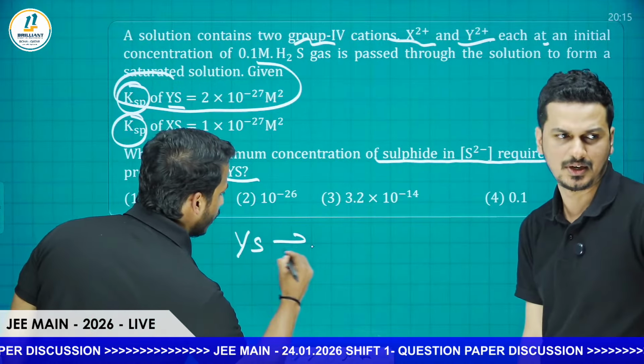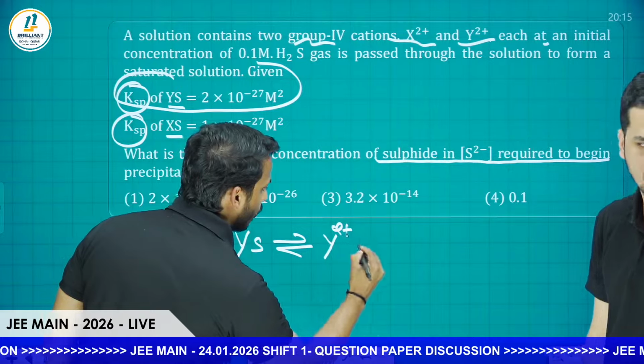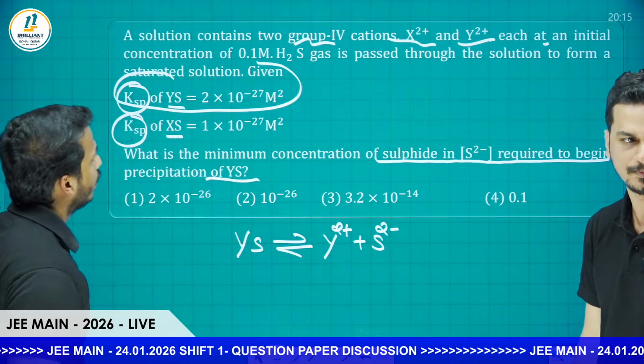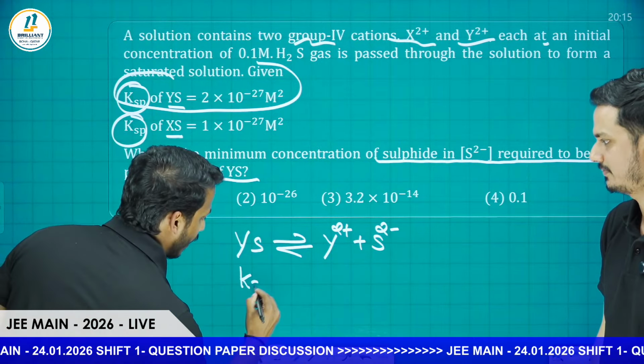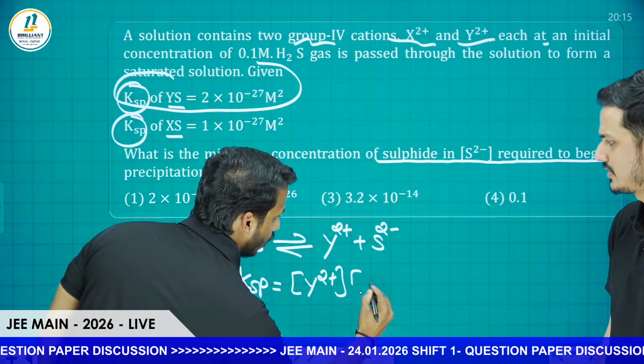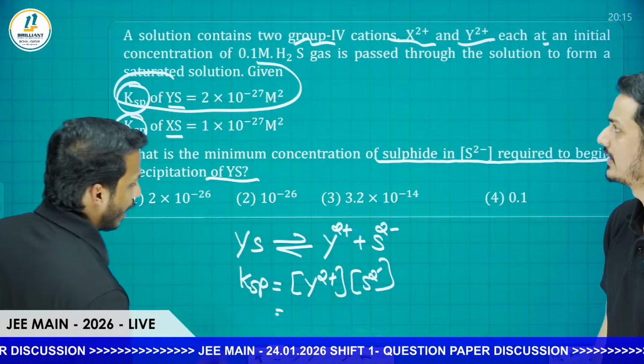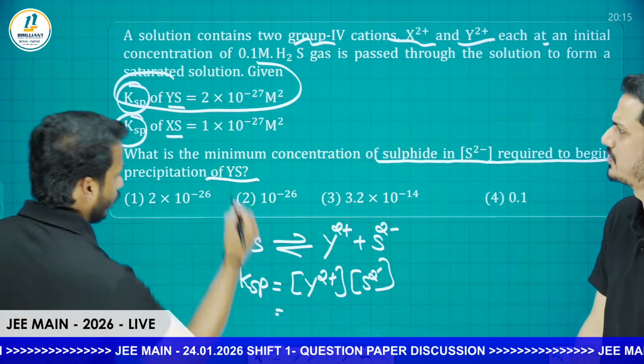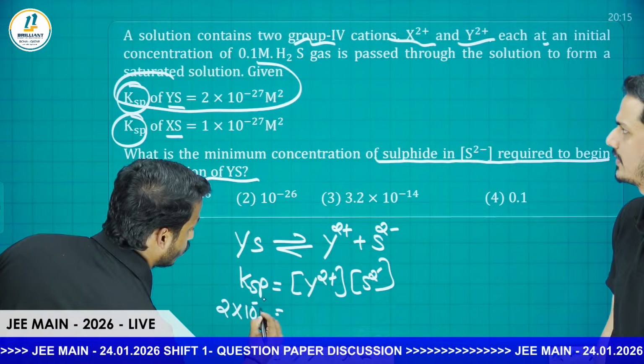Okay. So YS on dissociation will give Y2+ and S2-. Then Ksp we can write. Ksp means only the product of the concentrations: concentration of Y2+ into concentration of S2-. Ksp is already directly given: 2 into 10 raised to minus 27.